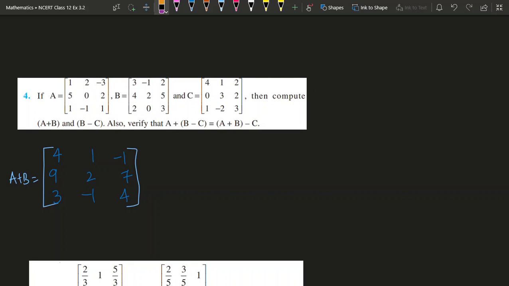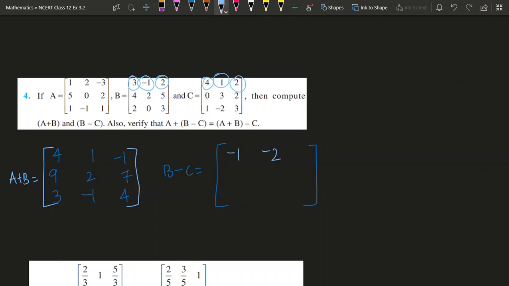Let's move forward to figure out B minus C. So again, element-wise subtraction. So 3 minus 4 gives you negative 1. Negative 1 minus 1 gives you negative 2.